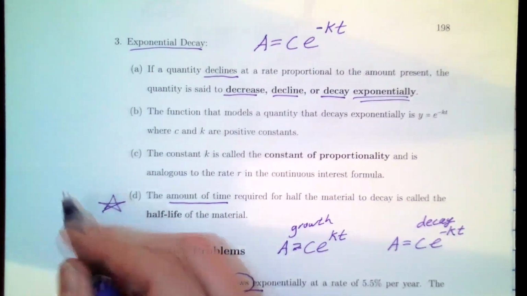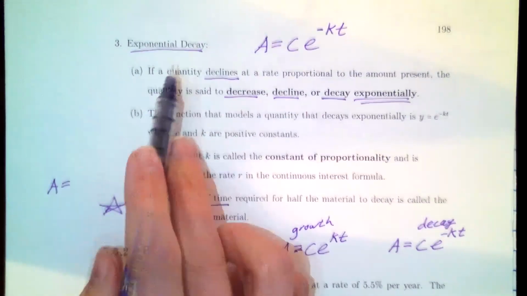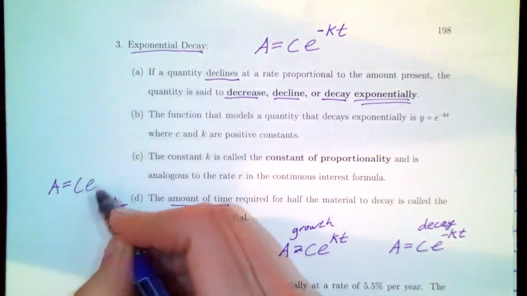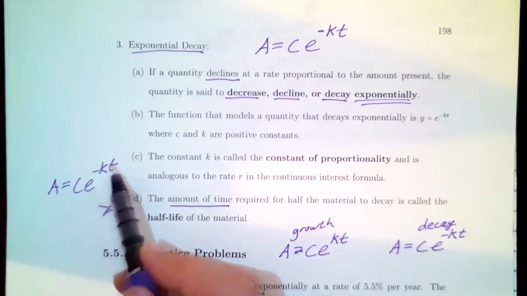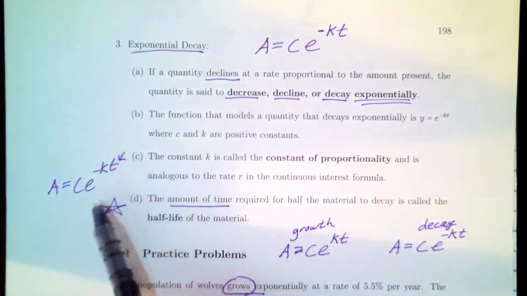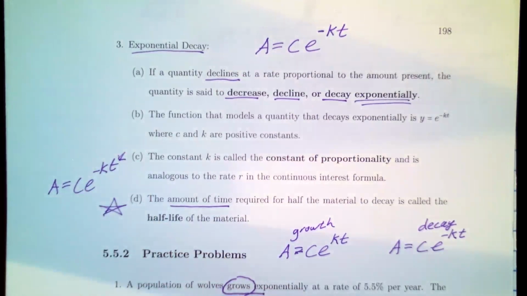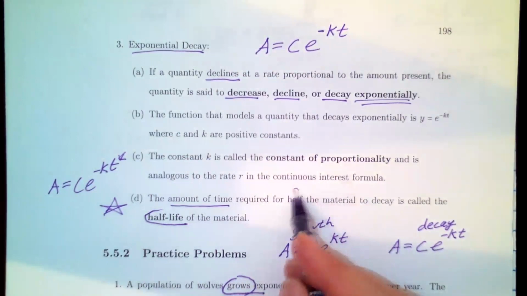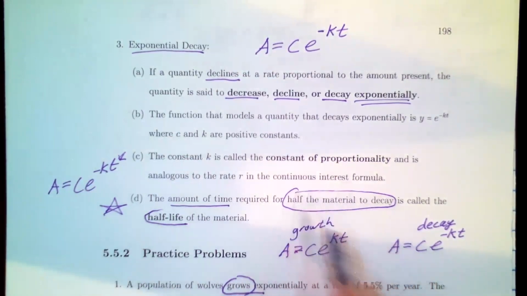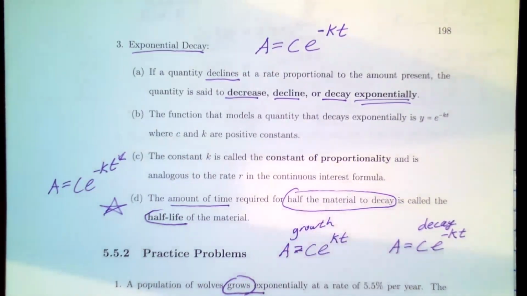So if you let your model, in this case, a decay model, represent an amount of something, in this case, an amount of a substance, then a half-life is a time t that it takes for 1/2 of that substance to decay away. So half-life is the amount of time it takes for half of the material to remain. Half of the material to decay means half of it remains.